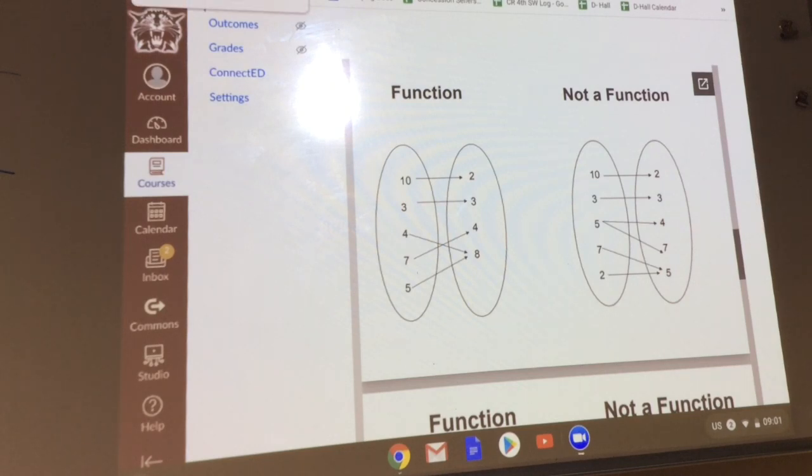Any guesses? Anybody want to guess what it's going to be? Colin. Colin's good guess. It's actually Ben. Oh, it's Ben. Welcome, Ben. Sorry today, bud.